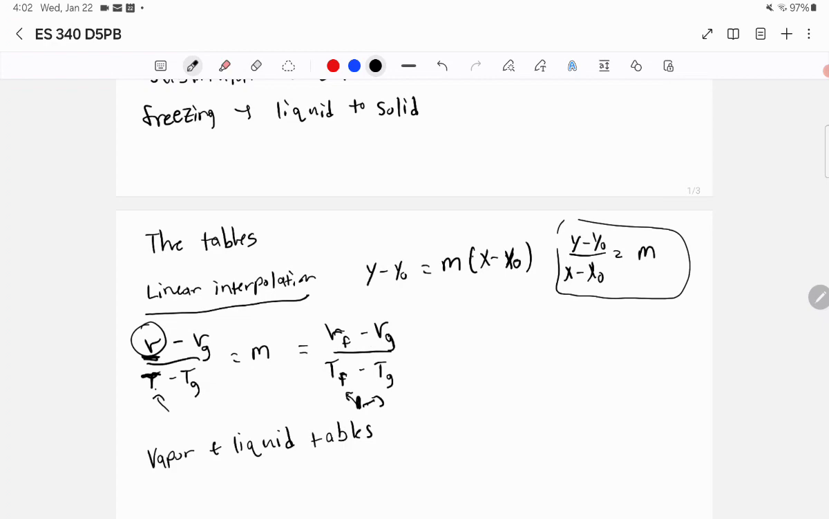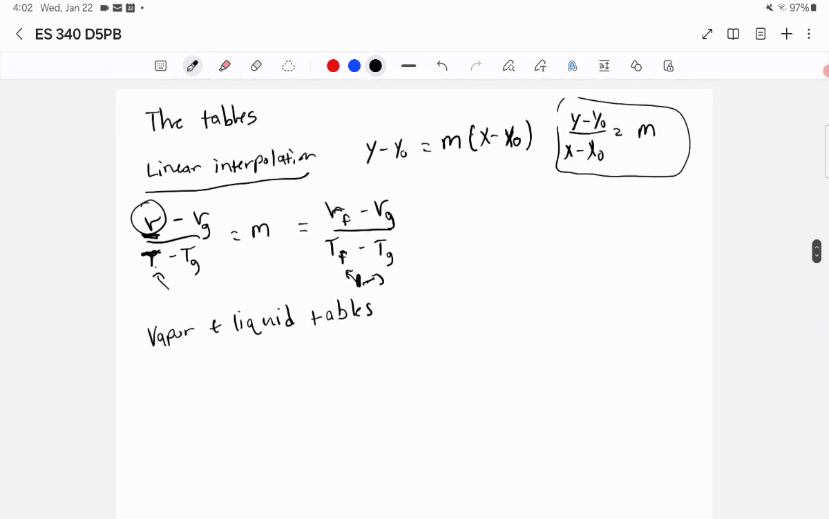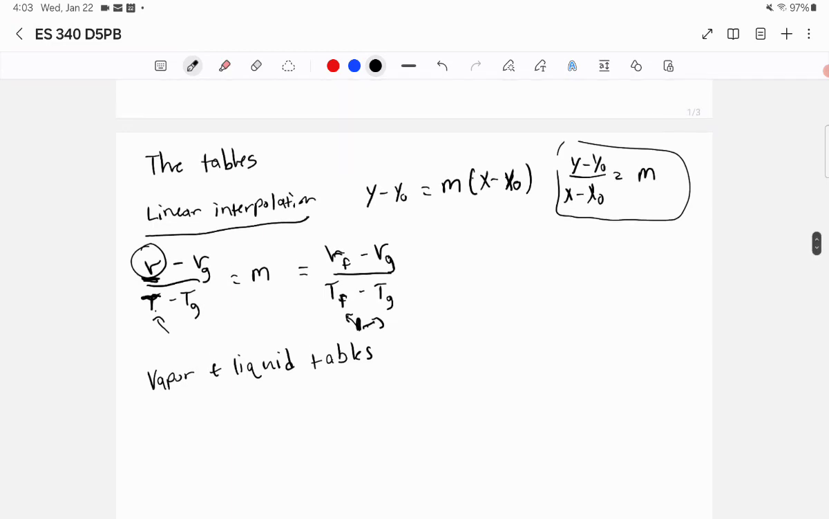So this is an example, and like I said, I'm going to make this all very clear by giving some example problems so that you can see how it's done. But I just wanted to lay out the simple process here that we'll be dealing with. Okay, so that's the basic idea for vapor and liquid tables.